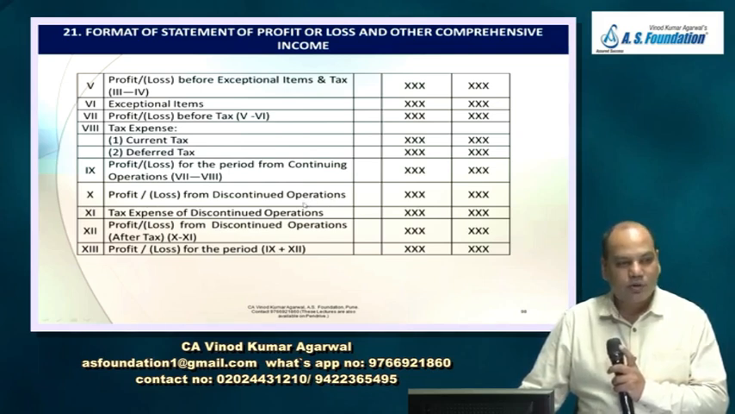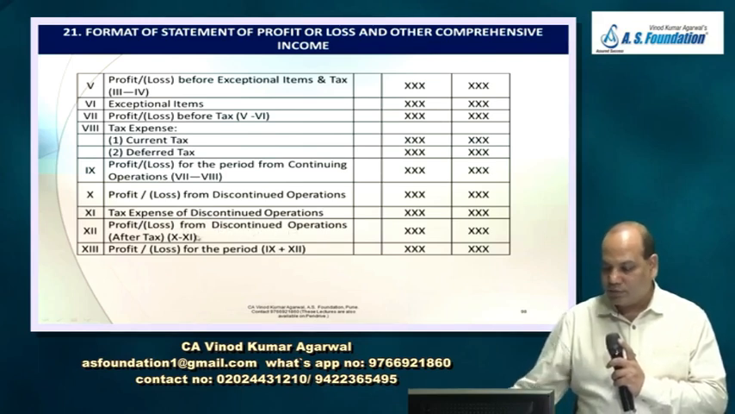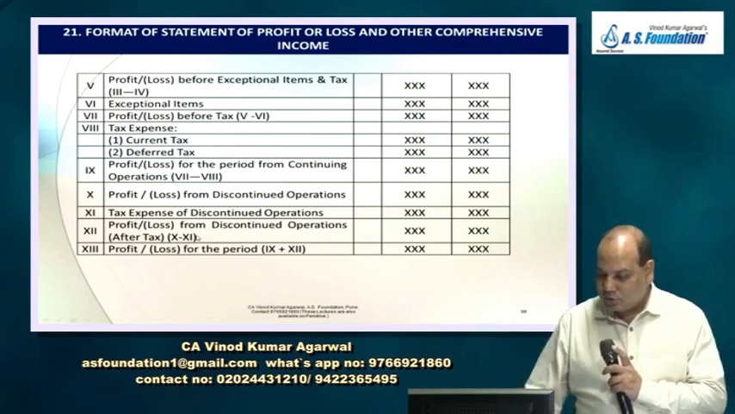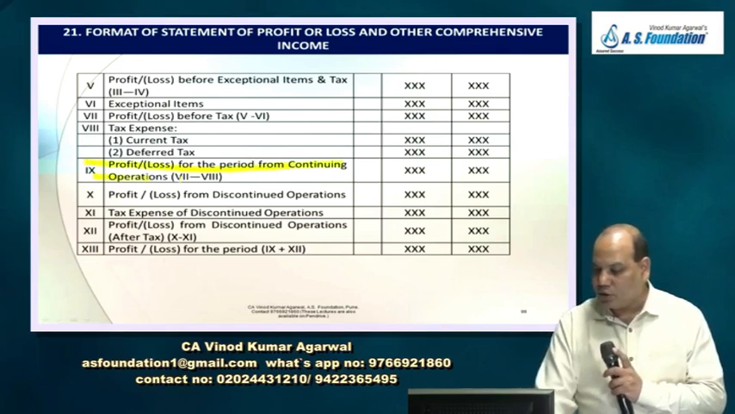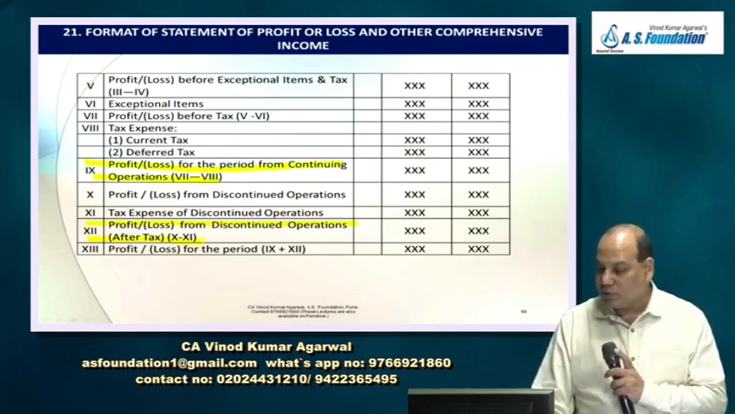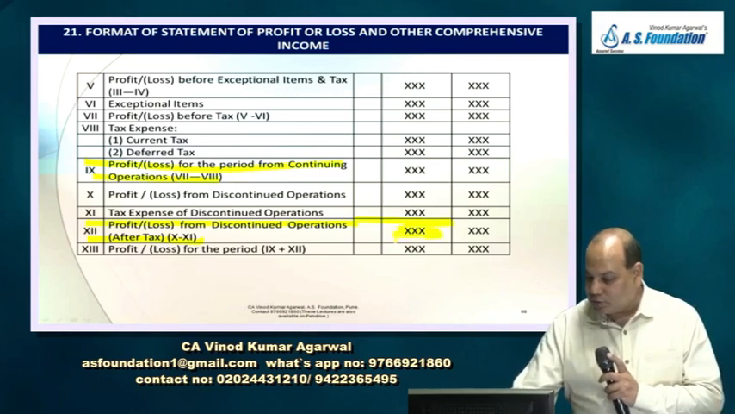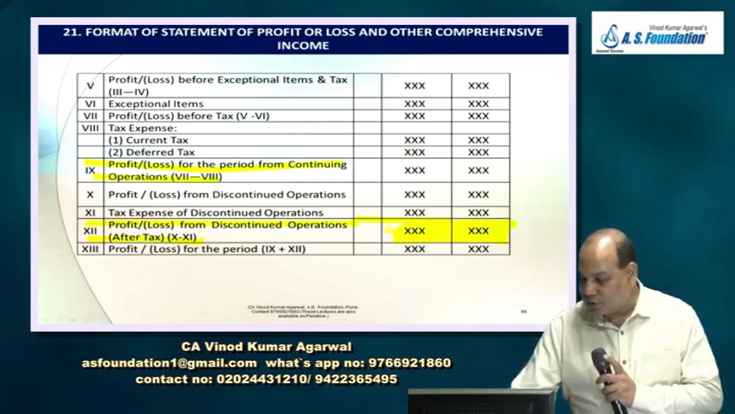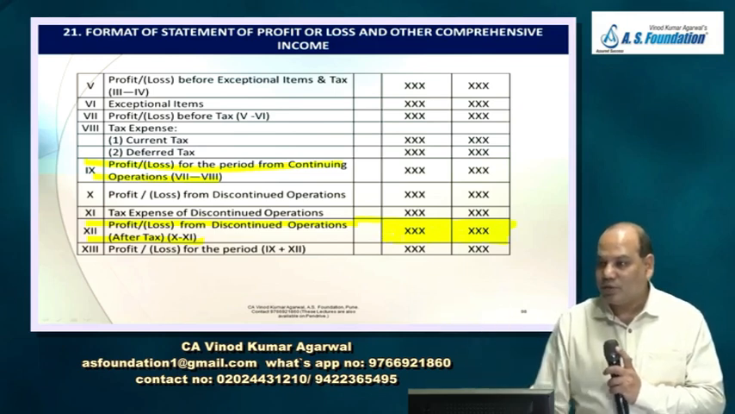Which standard? Discontinued operation? IFRS 5. Then tax expense of discontinued operation and profit or loss from discontinued operation after tax. So this means what you have done, you have told your investor, this is what I am earning from continued operation and this is what I am earning from discontinued operation, so that he will know that whatever income or expense is mentioned here, profit or loss is mentioned here, will not be there in the subsequent year. So don't consider that in your evaluation of future performance.